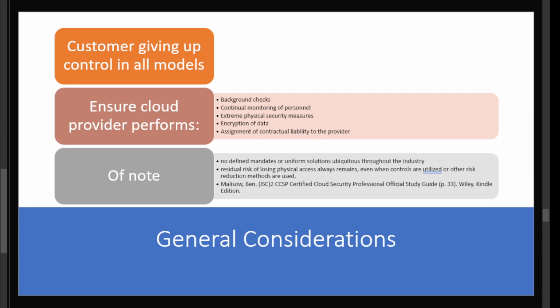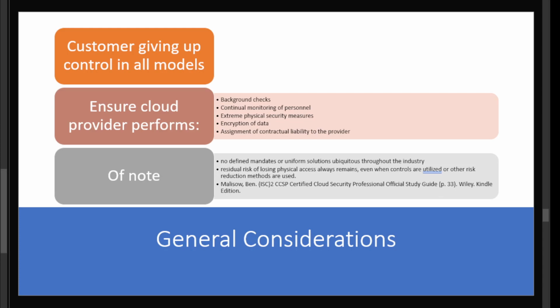All right, so what's important here is that we ensure the cloud provider performs background checks to avoid insider attacks. Continual monitoring of personnel. Once again, another insider attack control. Extreme physical security measures to ensure that no one walks in and tries to mess with the servers or anything like that. Encryption of data. This should always be done. Data at rest and data in transit should be encrypted properly.